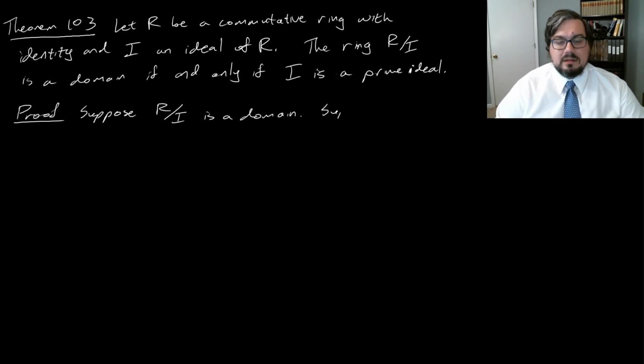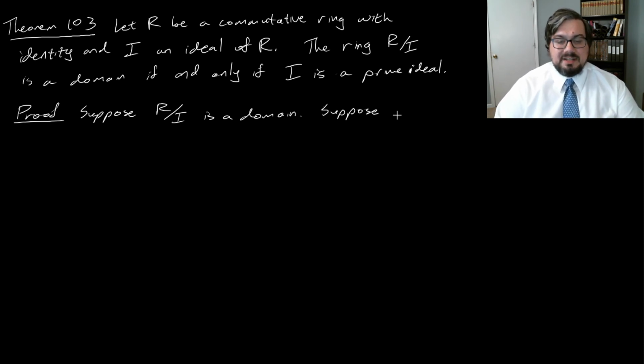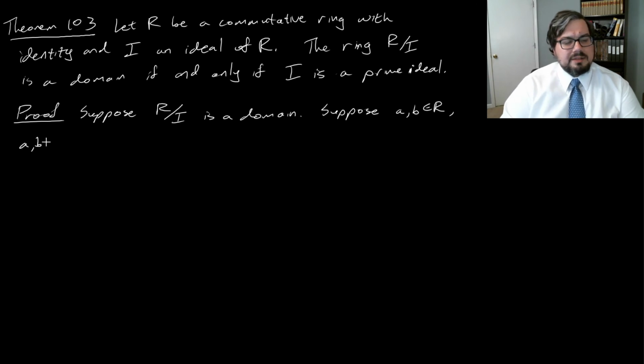And let's prove that I is a prime ideal. And I'm going to use the equivalent form of the definition of it. So let's suppose A and B are in the ring R, but they are not in the ideal I.